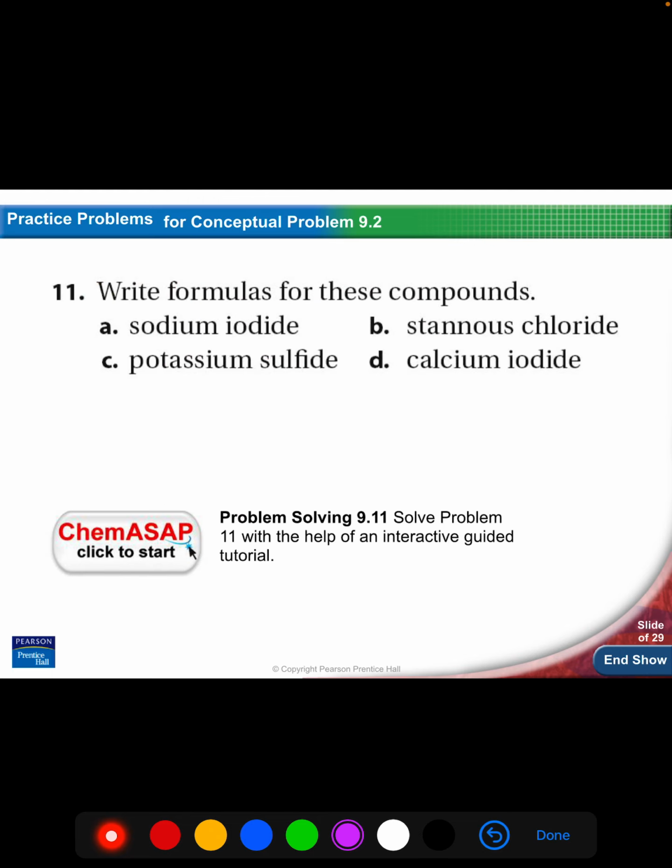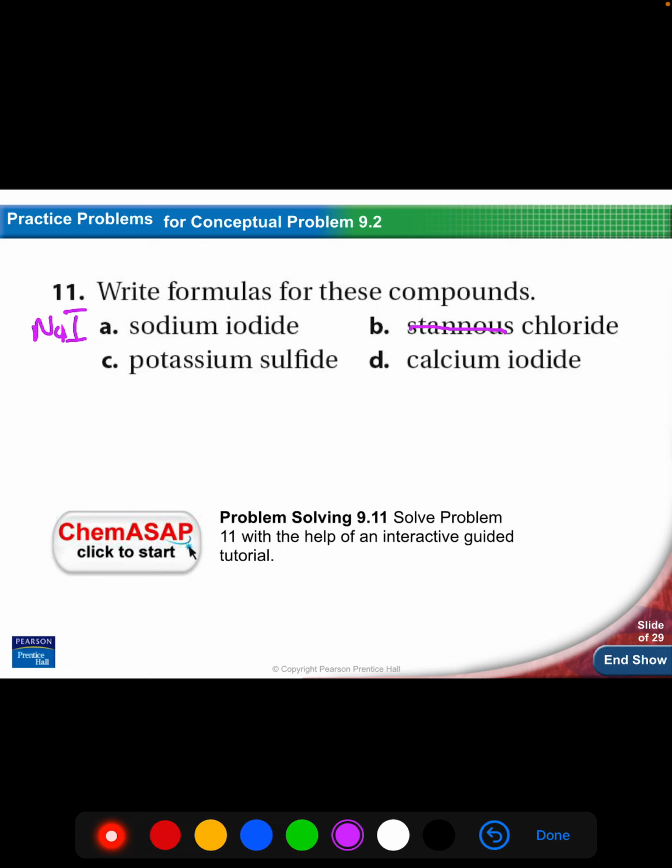That's the important thing. So just to continue on and give you some examples, sodium iodide. Sodium is a group 1 metal. It's always +1. Iodide is a group 7 halogen. It's always -1. So I would just write this as NaI. Okay. Sodium iodide.